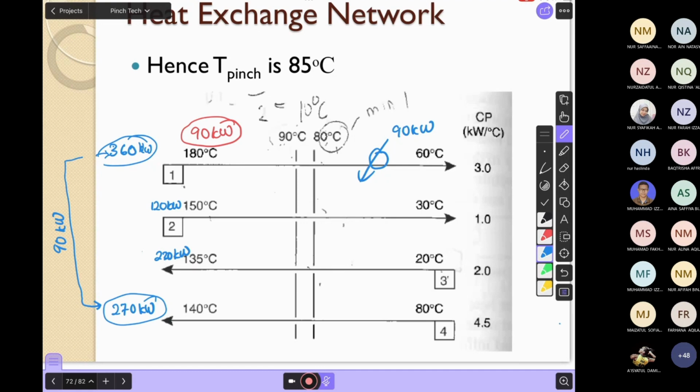Boleh ke tak boleh? Kenapa lain dia? 120 bawah 230. Betul lah. Betul ya kira tadi ya? Okay. 150 degree, 30 degree, 135, 20 degree, tapi heat capacity dia lain-lain. So that's why the required energy needed is 230 here. Tengok ni. Ni 230.